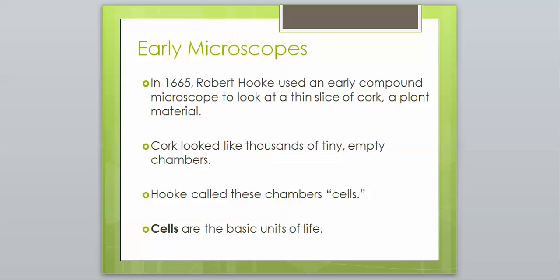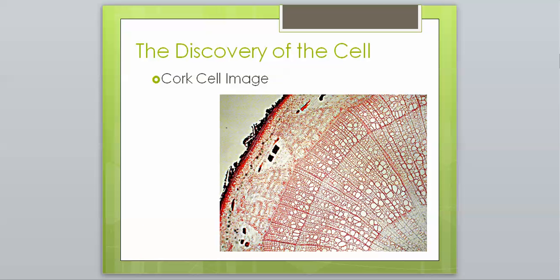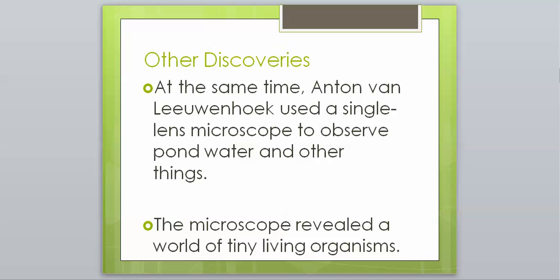He thought that the cork looked like thousands of tiny empty chambers. Looking at these chambers, he called them cells, like a prison cell or something like that. So that's where the term cell came from. The first person that looked at it thought that they looked like a chamber, or maybe a prison cell. And again, you know that cells are the basic units of life. So here is what a cork cell would look like. As you can see, there's a bunch of open spaces that would be those chambers that he was talking about.